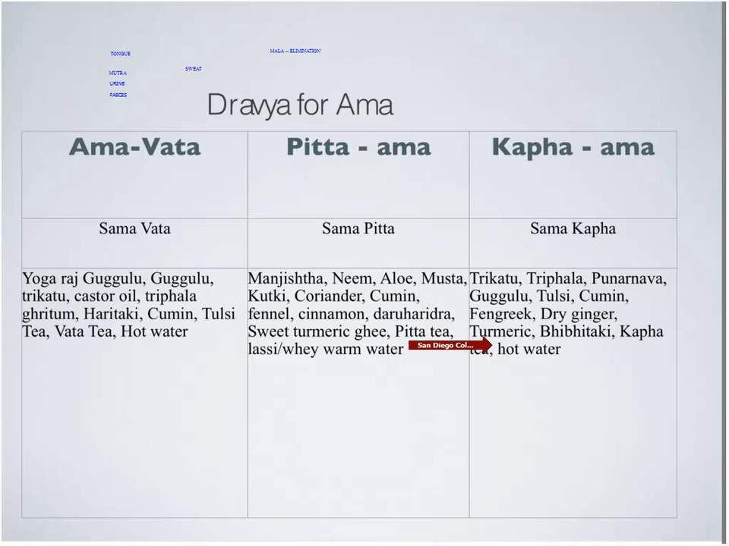Where is amavata? Amavata can be found in dhatus, many dhatus. It can go anywhere, but usually it is found in the asti dhatu.